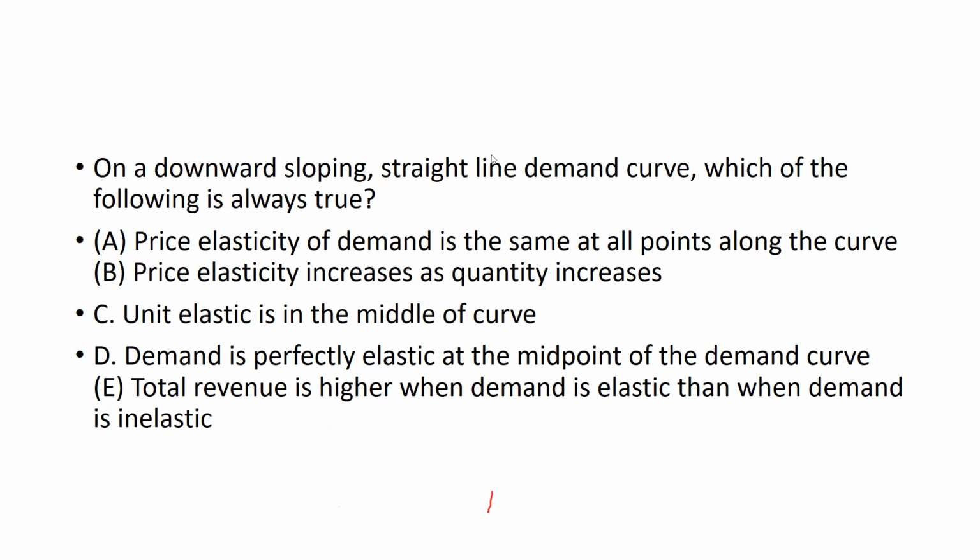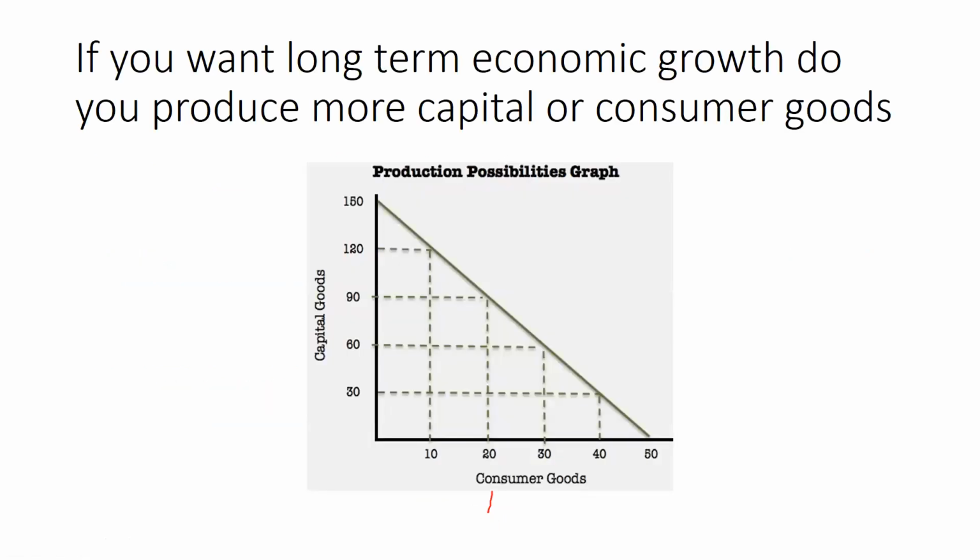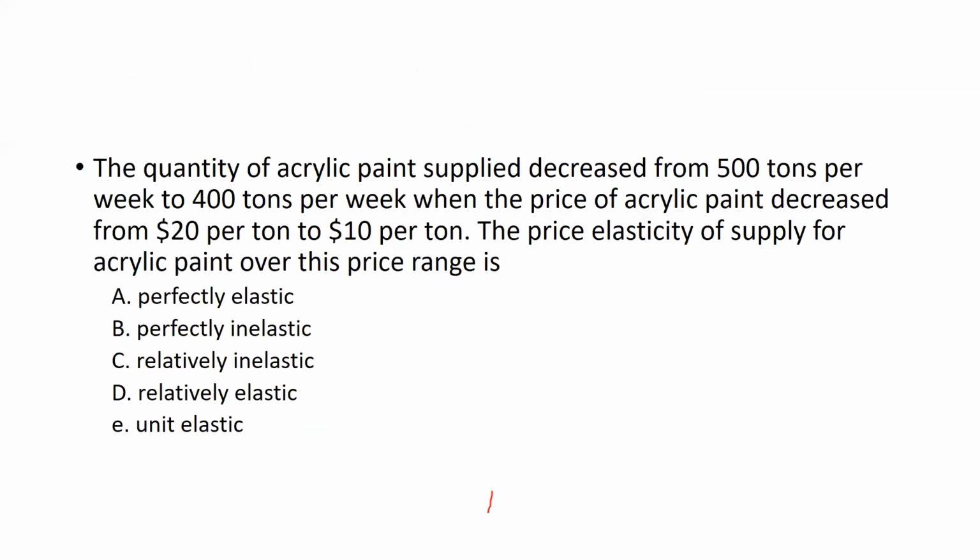All right. Let's see what we get. This is production possibilities. You don't need that. All right. The quantity of acrylic paint supplied decreased from 500 tons a week to 400 tons per week when the price of acrylic paint decreased from 20 to 10. The price elasticity of supply for acrylic paint over this price range is. I'll give you a minute. If you guys have calculators near you, feel free to use them.